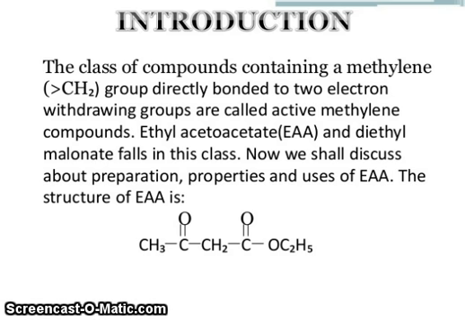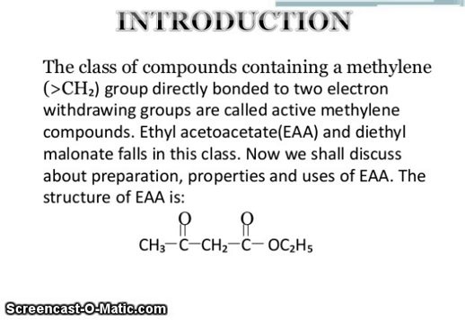Today in this video, I am going to talk about active methylene compounds. You know, friends, the class of compounds containing a methylene group directly bonded to two electron withdrawing groups are called active methylene compounds. Here the important point is directly bonded to two electron withdrawing groups. Ethyl acetoacetate and diethyl malonate fall in this class.